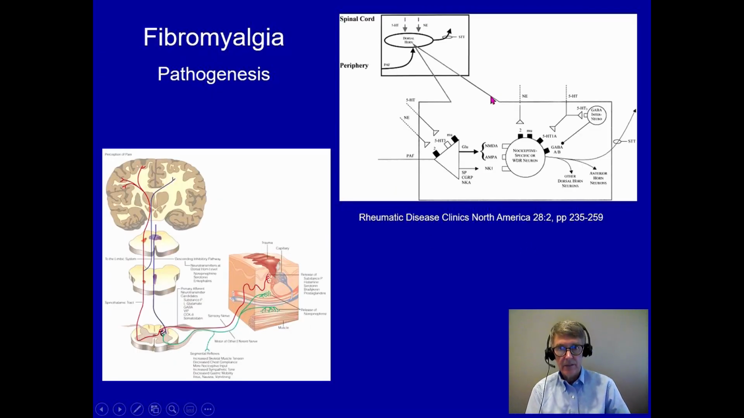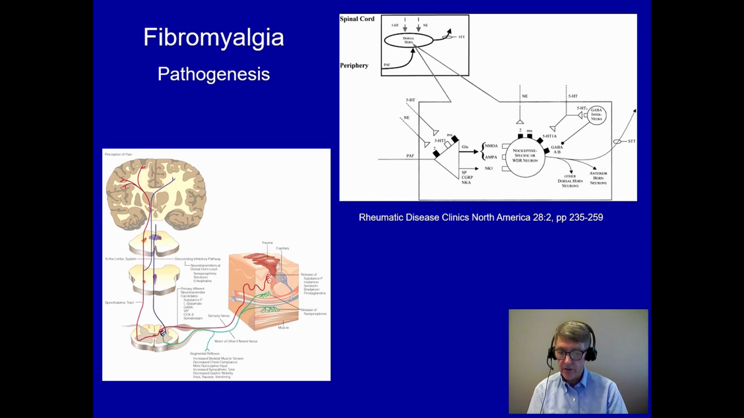This is a schematic of the dorsal horn of the spinal cord, and we're going to talk about that more in a minute. There's a lot of data to suggest that there's a problem with the neurotransmitters that occur in here, which is shown here. There are abnormalities of serotonin metabolism and transmission. The cerebrospinal fluid shows the norepinephrine to be lower.